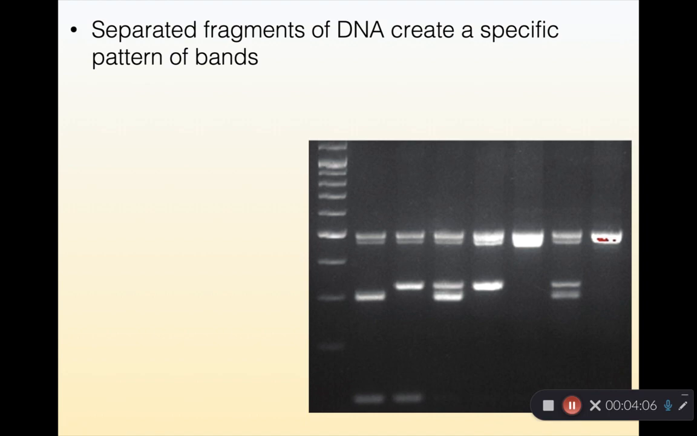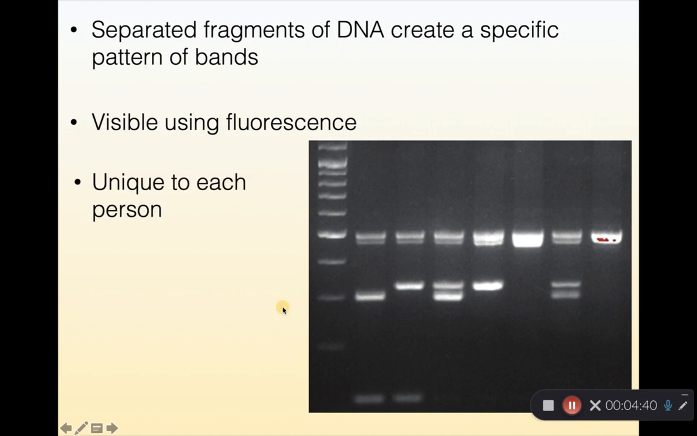Basically, what this creates is these fragments of DNA moving through this gel across this electromagnetic current. You're able to get these specific banding patterns for each individual, and they're visible via fluorescence. That's why we use gel electrophoresis, because it's a very easy visual way to understand these differences in sizes of DNA.